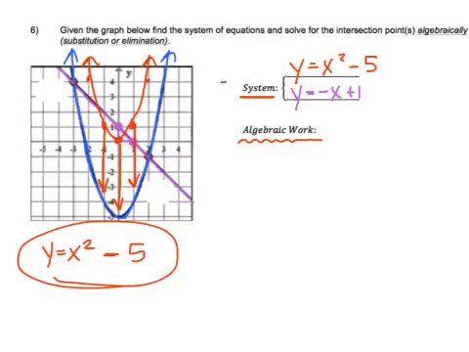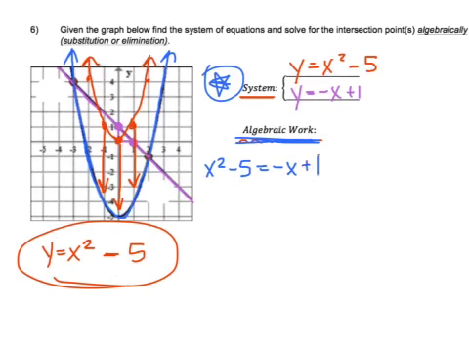So we wrote our system. Now let's make sure our system's correct and show it algebraically. I'll set up substitution and elimination and then solve. Substitution is easy, they're both set equal to y, so we simply have to set them equal to each other. x squared minus 5 equals the opposite of x plus 1.